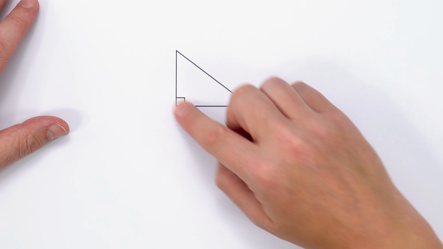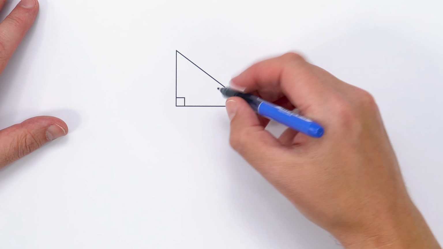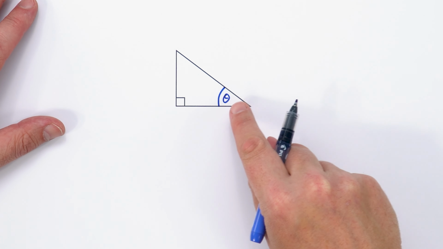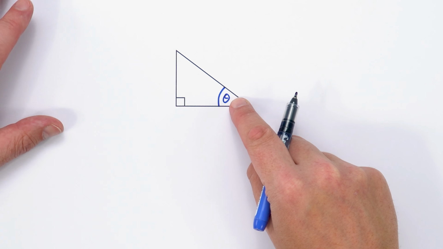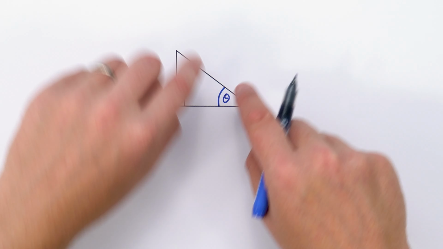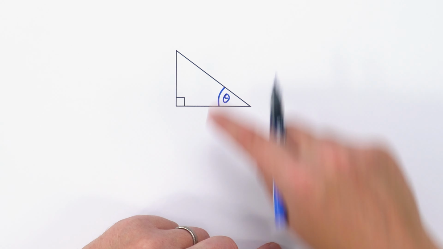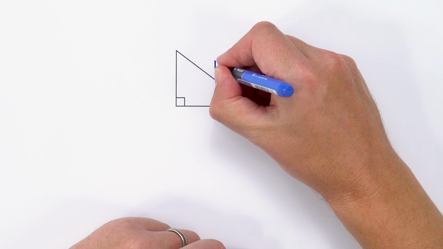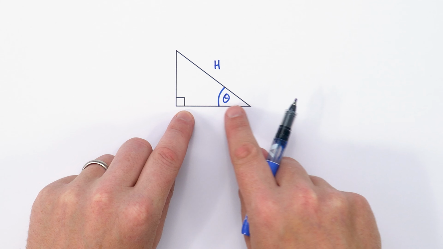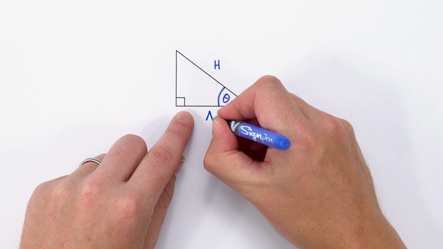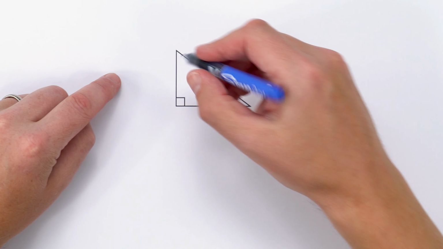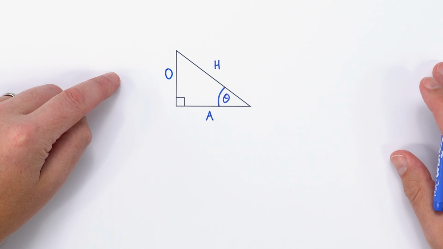Let's start by looking at a standard right-angled triangle, and I'm just going to label this angle in here theta. Now if that is theta, which is maybe an angle that we know, or something we're trying to find out, we can also label the other sides of that triangle. Now the longest side is the hypotenuse. I'm just going to label that H. We have a side of the triangle which is adjacent to the angle, so that's A, and then this side here is going to be opposite the angle, and that's going to be the opposite side.